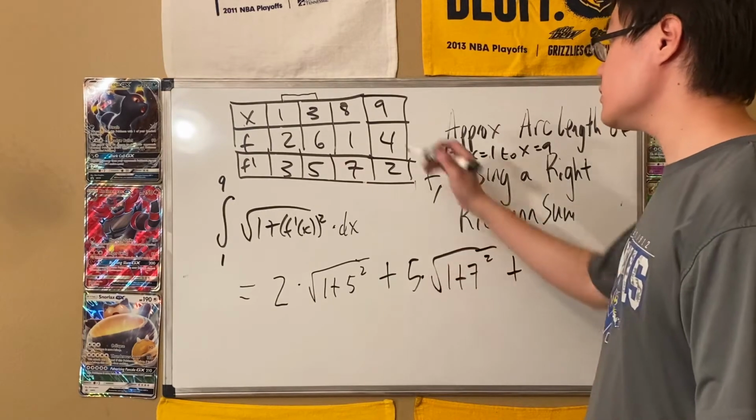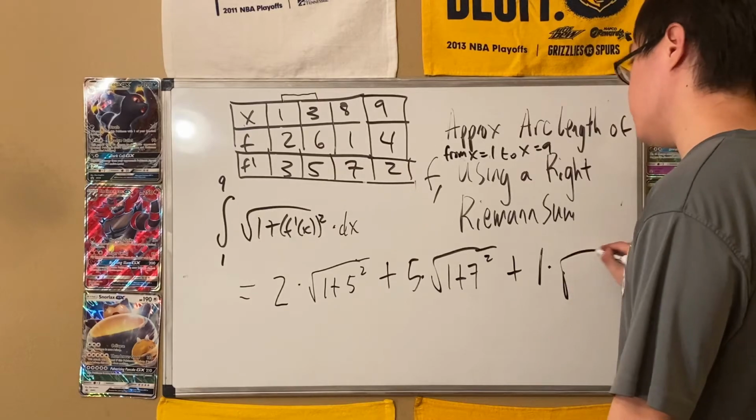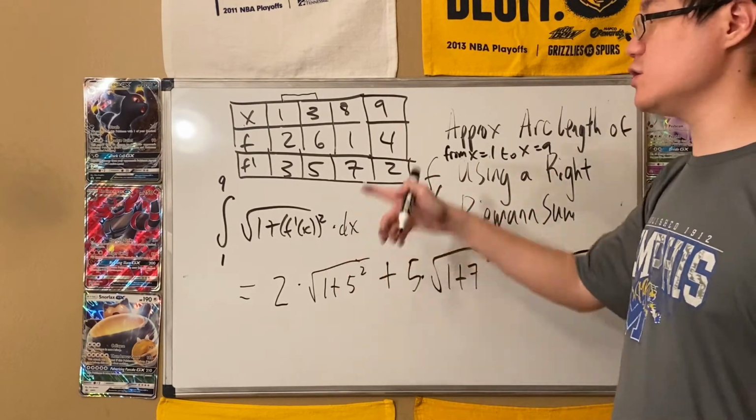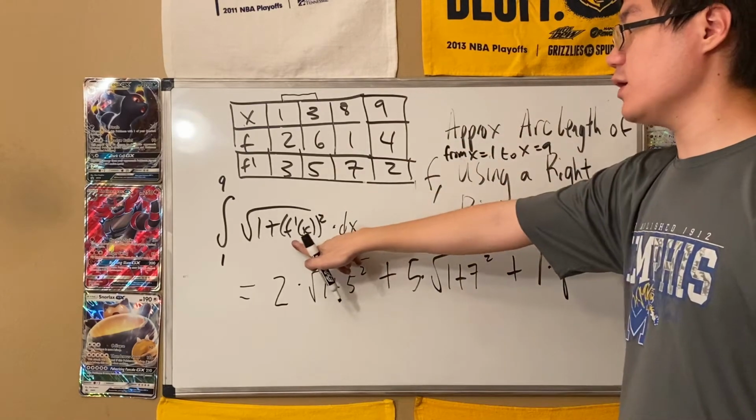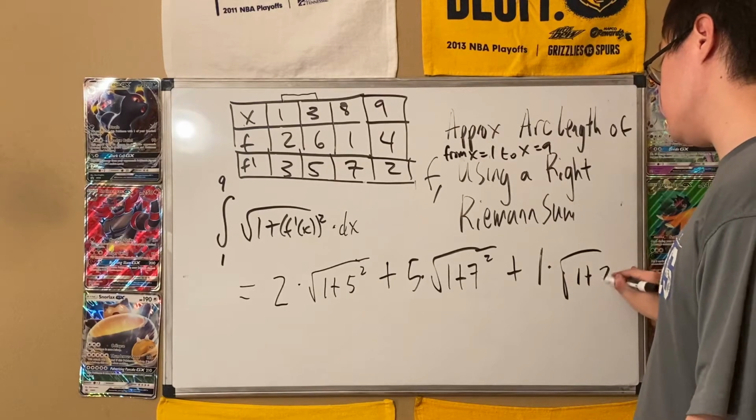Finally, our third rectangle is going to be 9 minus 8, which is going to be 1. Then it's going to be square root of, again, you plug in the right endpoint into your function. So we're going to plug in 9. So when you plug in 9, it'll be f prime of 9. That's going to be 2. So it's going to be 1 plus 2 squared.